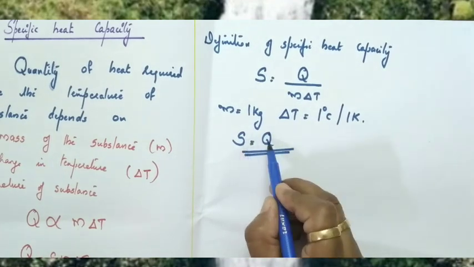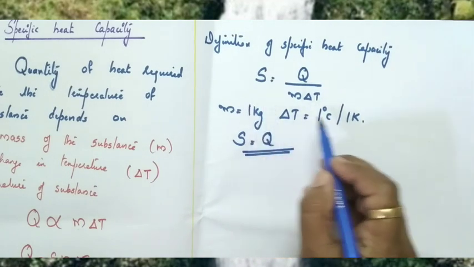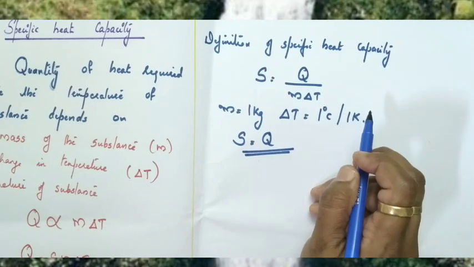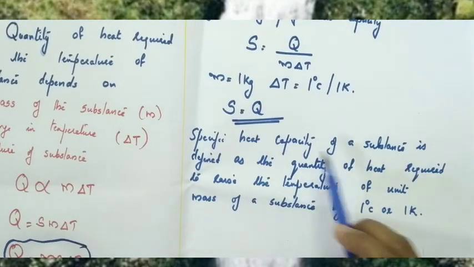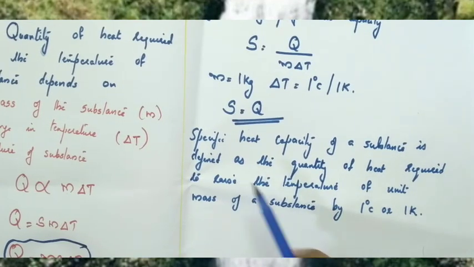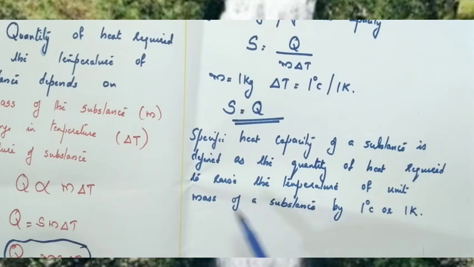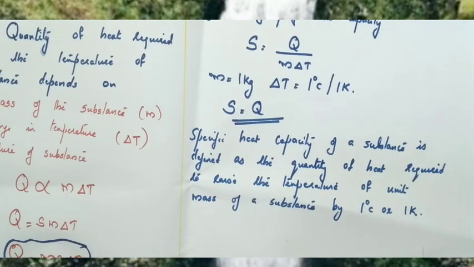So, it is the quantity of heat required to raise the temperature of 1 kilogram of a substance by 1 degree Celsius or 1 Kelvin. So, definition is: specific capacity of the substance is defined as the quantity of heat required to raise the temperature of unit mass of a substance by 1 degree Celsius or 1 Kelvin.